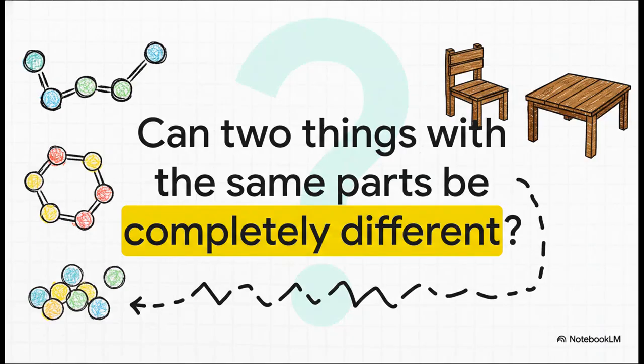So let me start by asking you a question. Can two things built from the exact same components be completely different? I mean, sure, you can take a pile of wood and nails and build a chair or a table. But in the molecular world, this idea goes way deeper, and the answer is a huge, emphatic yes. And believe me, the consequences are profound.